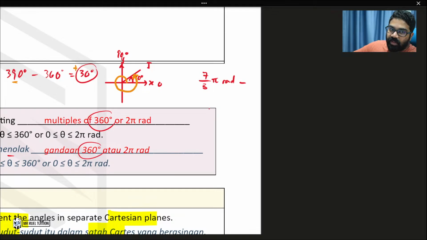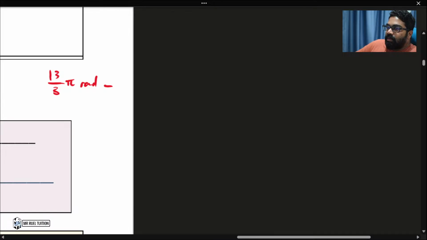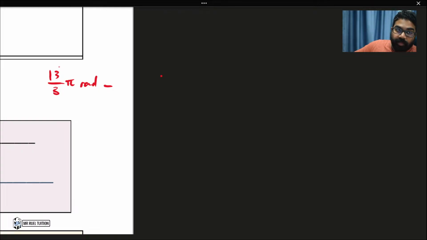So, let's say, okay, wait. Let me give you another one. Okay, let me give you 13/3 pi radian. Okay, 13/3 pi radian. Where is the position? Mana kedudukan dia? So, this is more than 2 pi. Lebih daripada 2 pi, right? More than 2 pi. 2 pi ialah 6/3 pi, isn't it?